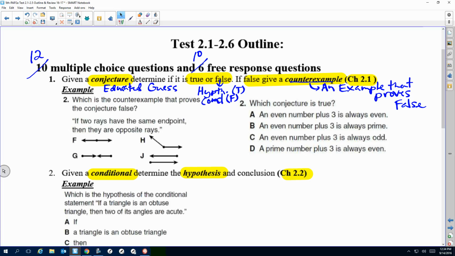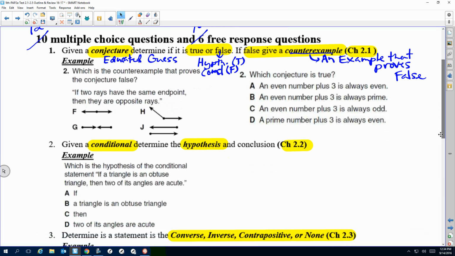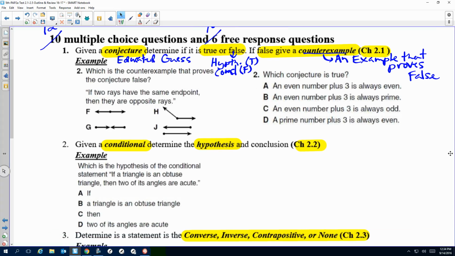in the sense that one is asking, can you identify a counterexample from a given conjecture? And then, can you find a true conjecture? So on this first one, which is the counterexample that proves the conjecture false? If two rays have the same endpoint, so two rays with the same endpoint is your hypothesis, then they are opposite rays. That is your conclusion. I want to find an example that proves the conclusion false. We should have H as my counterexample.